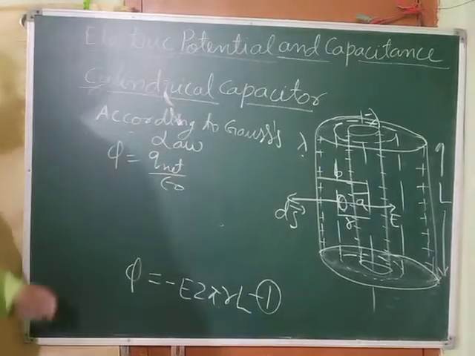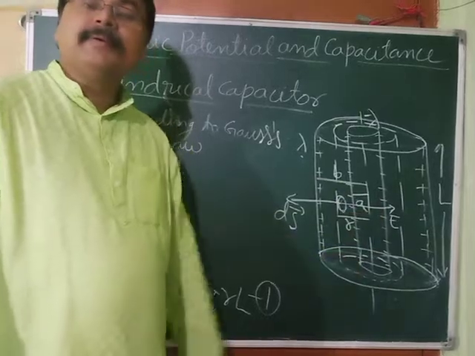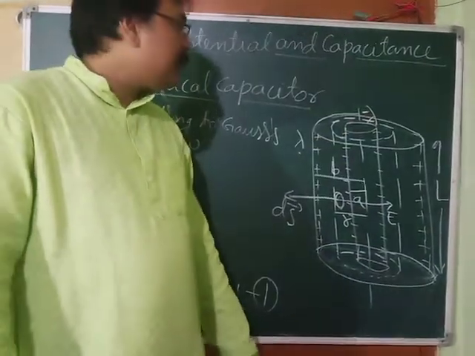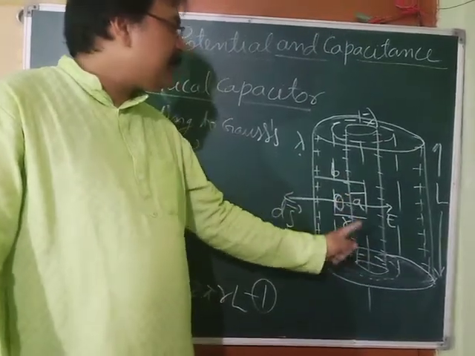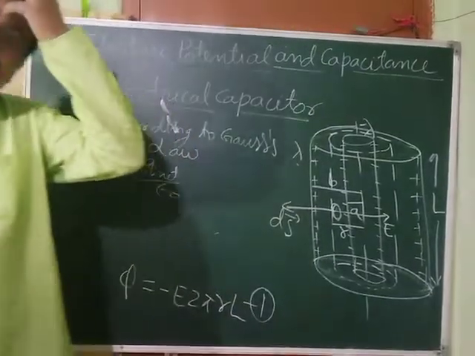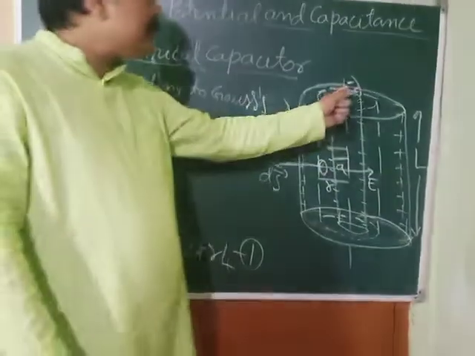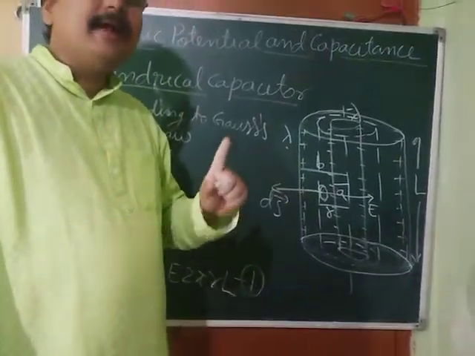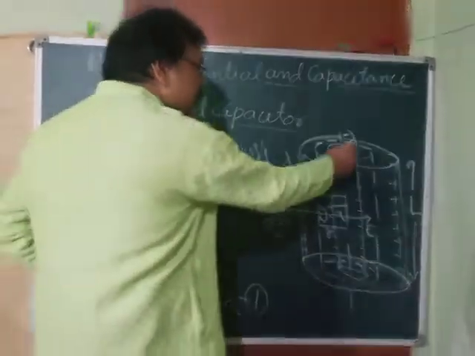Now what is the charge enclosed by this Gaussian surface? The charge on this cylinder. And what is given? Linear charge density is minus lambda. We also have to know the curved surface area of the cylinder. Linear charge density means lambda is equal to Q by L. So Q is equal to what? See, linear charge density means what?